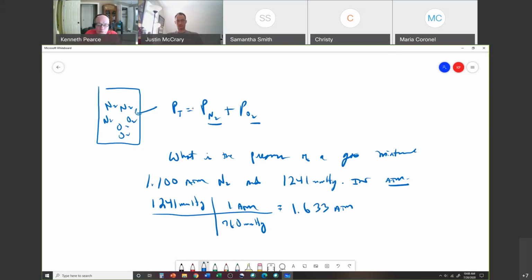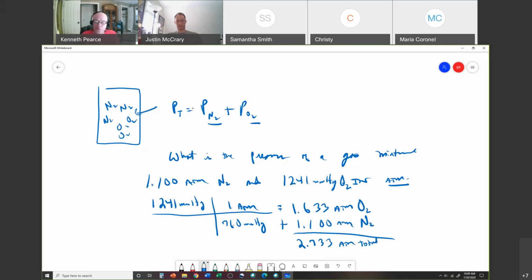Well, we have the pressure nitrogen plus the pressure oxygen gives us pressure total. So this is that many atmospheres of, I guess that's O2, and plus our 1.100 atmospheres of nitrogen, and we just add them up. So we add 1.1 to that, and that would be what? 2.733 atmospheres total.